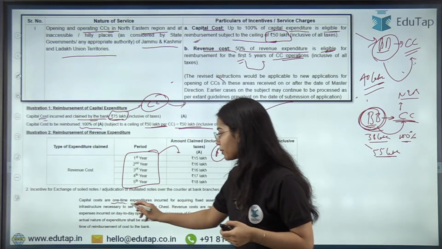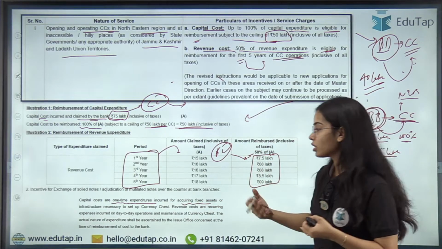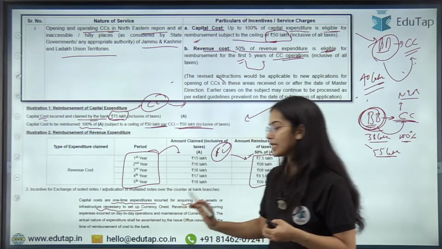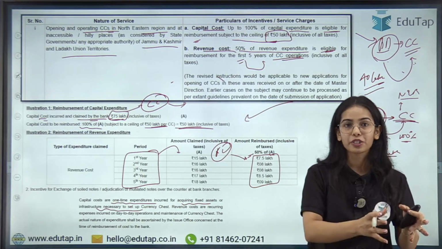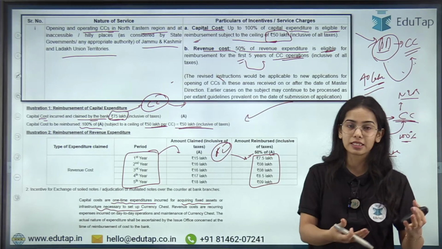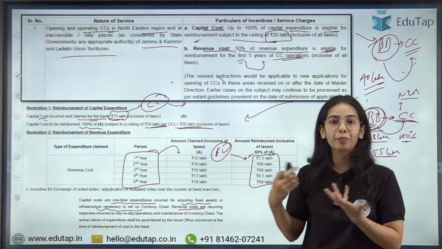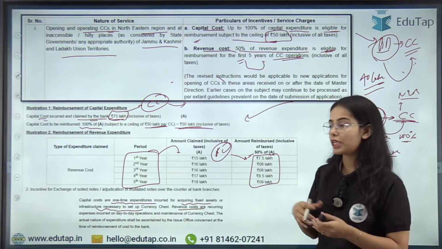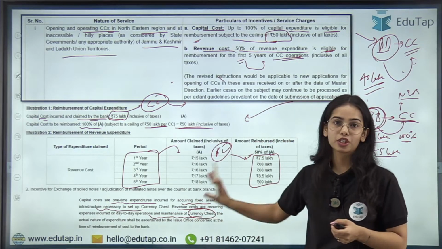Capital costs are one-time expenditure incurred for acquiring the building, fixed asset or infrastructure necessary for setting up the currency chest. So capital cost is a one-time cost for establishing the building or the infrastructure for the currency chest. Revenue expenditure or revenue cost is the day-to-day operational or maintenance cost of the currency chest. So I hope this is clear.